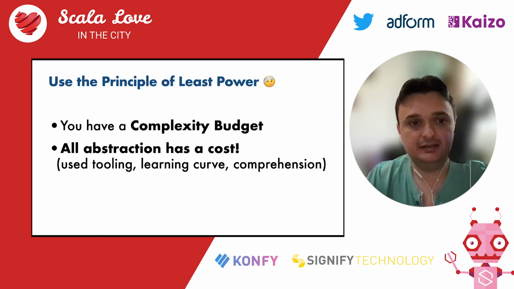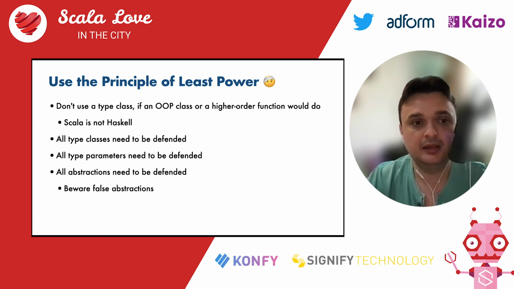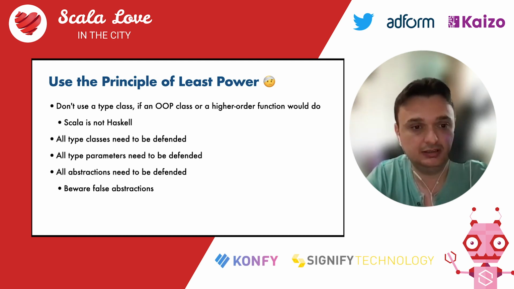So one last final advice: use the principle of least power. You have a complexity budget. All abstraction has a cost in use, tooling, learning curve, comprehension, and don't use type classes if an OOP class or a higher order function would do. Scala is not Haskell. I mean, it's not as expressive as Haskell. All type classes need to be defended. All type parameters need to be defended. All abstractions need to be defended in PRs, right? And beware of false abstractions, meaning that if you don't have two samples that you abstract over, that's not an abstraction.